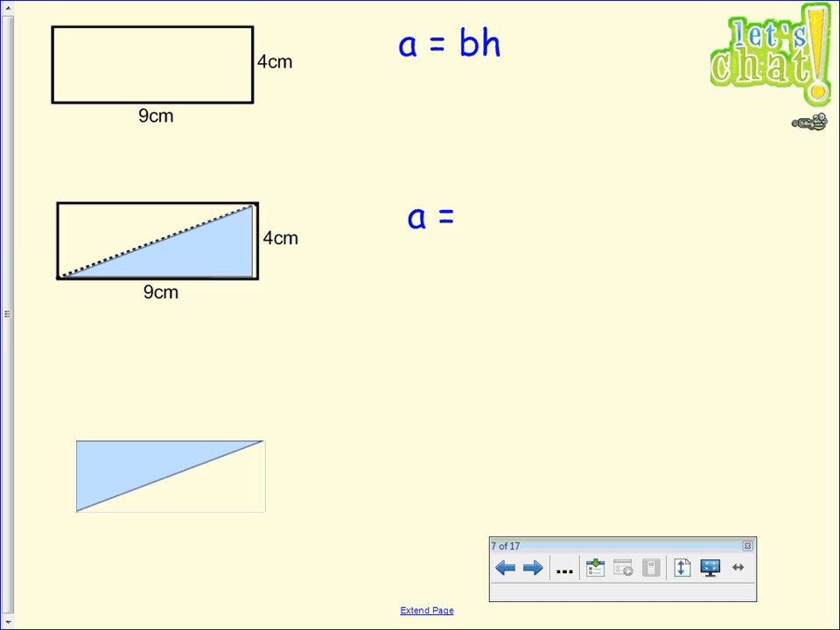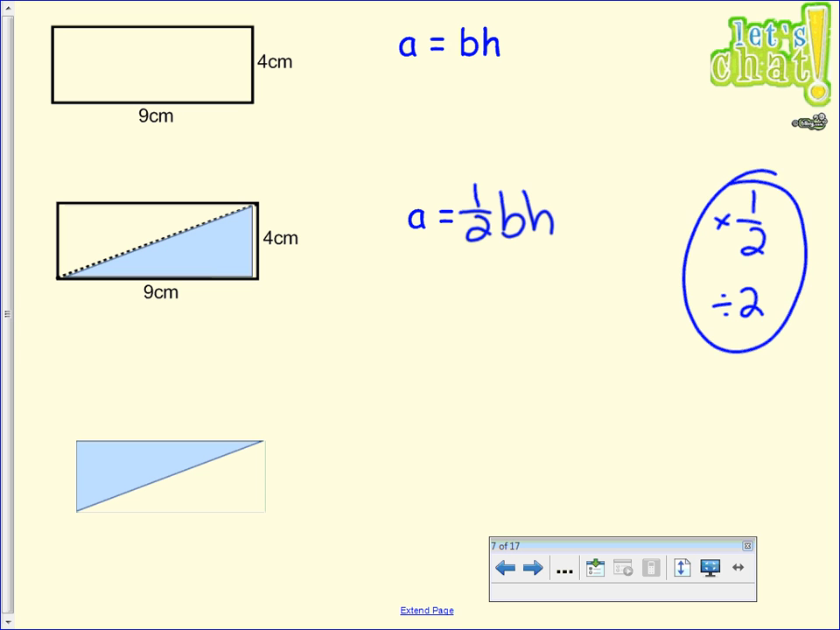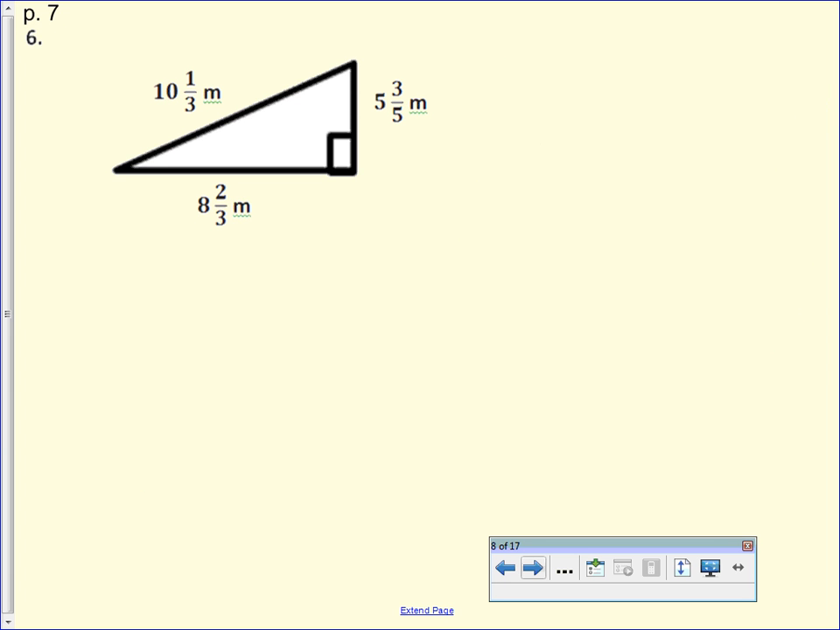So how would I be able to find the area of the triangle? If the triangle is half of the rectangle, and the rectangle is base times height, how am I going to find the triangle? Right, I'm going to look at half. 1/2 base times height. Multiplying by a half is the same thing as dividing by 2. We know that. Okay?